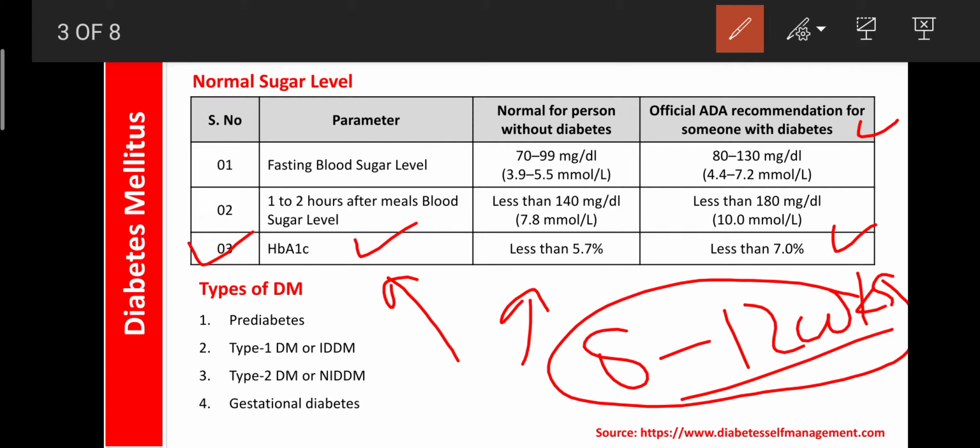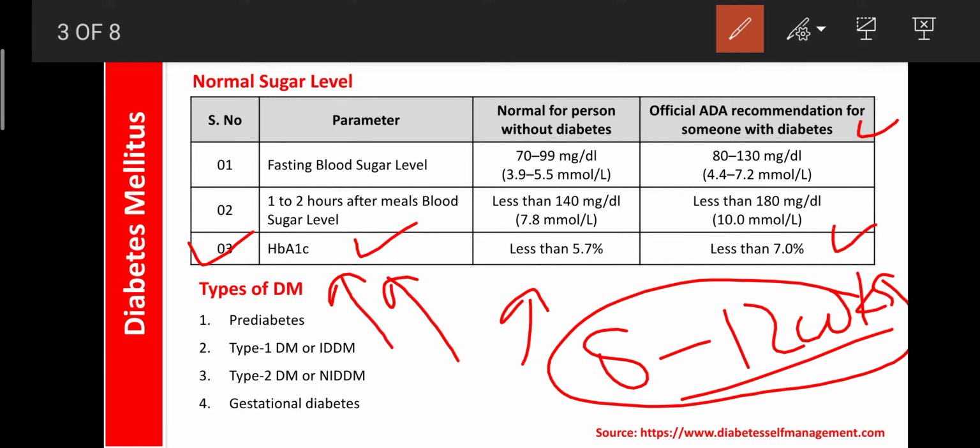HbA1c means glycosylated hemoglobin. RBCs have the capacity to bind with glucose, and if the RBCs bind more glucose, then we suffer from various disorders like oxidation, atherosclerosis, or cardiovascular disease. So in diabetic patients with improper sugar level management, the patient suffers from atherosclerosis, heart failure, kidney failure or many other problems only due to the formation of glycosylated hemoglobin.